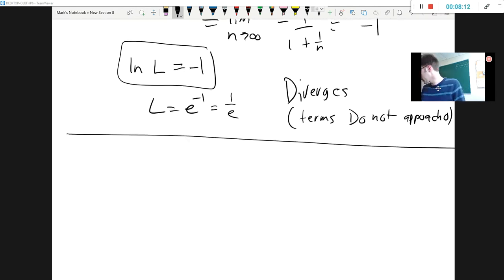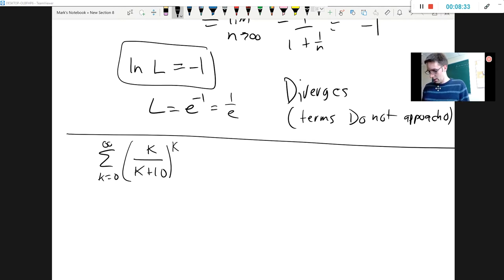All right, let's do one last example. Let's try, how about number 38, which is the sum from k equals 0 to infinity of k over k plus 10 to the k. Actually, I'm going to change that. Let's make that a k squared. All right, so this is a modification of a book problem. So let's look at that one. And we'll again look at the limit as n goes to infinity of the nth root of the absolute value of a_n.